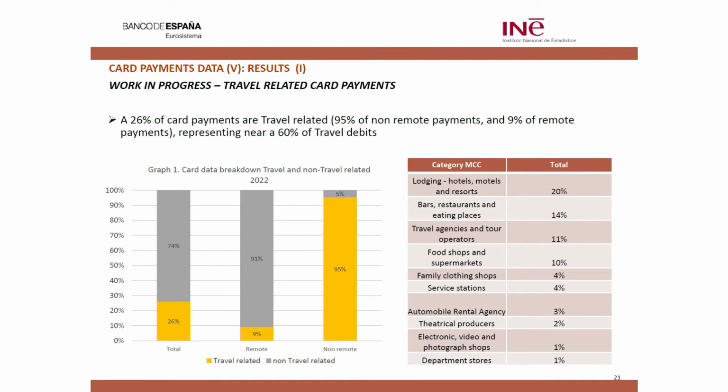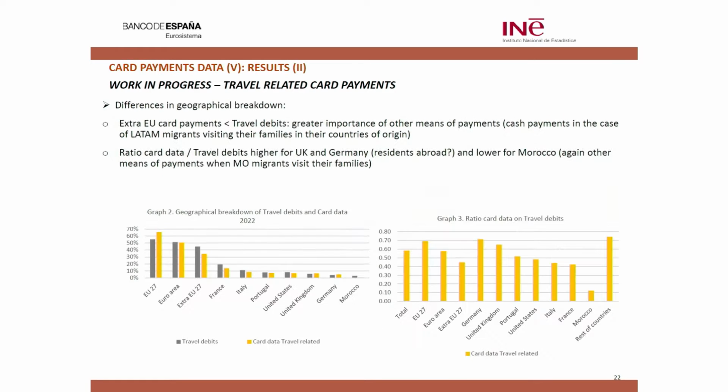Then this is simply a summary of some results. We estimate that one quarter of the card payments are travel related. The percentage is different between remote and non-remote payments. For non-remote payments, most of the transactions are considered travel related, but for remote, only a small percentage. And this is the table of the ranking of the MCCs.